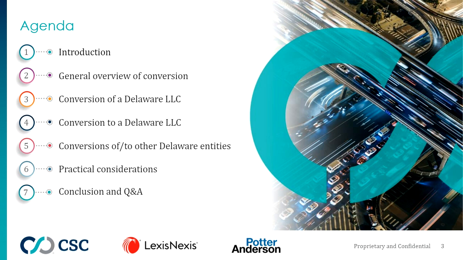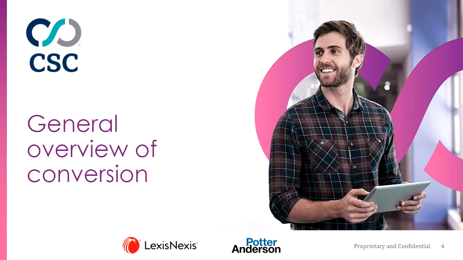What I wanted to do was just lay out our agenda before we get started. We're going to go into an introduction, and then we're going to have a general discussion about the overview of conversions. Then we're going to pivot into a conversion of a Delaware LLC, a conversion to a Delaware LLC, and conversions of two other Delaware entities, some practical considerations, and then our conclusions, and then a Q&A. And of course, in the middle of there, we will have those CLE codes sprinkled in. So with that, what I would like to do is turn things over to Mike, who's going to start us off with that general overview.